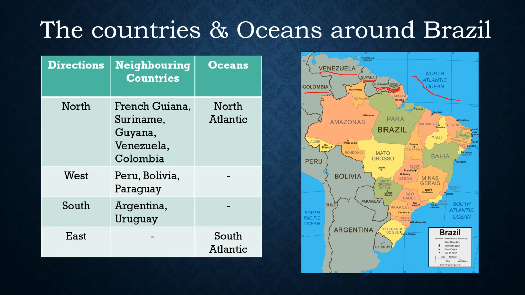Western part of Brazil there are Peru, Bolivia, Paraguay. These are the countries, there are no water body. Southern side there are Argentina and Uruguay. Eastern side there are no country but only water body is there, that is South Atlantic Ocean.